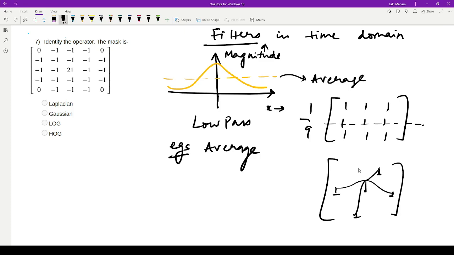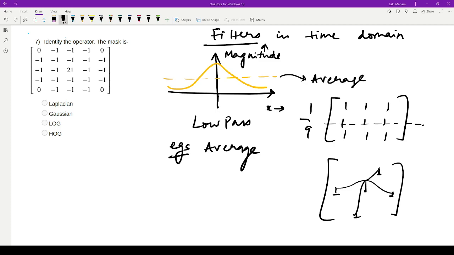So for an effective Gaussian filter, what should be the filter size? For FFT, for an effective Gaussian filter, what should be the filter size? Should it be the window size, or the image size? Equal to image size, 2 power n.